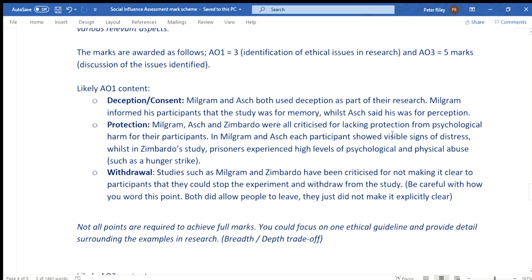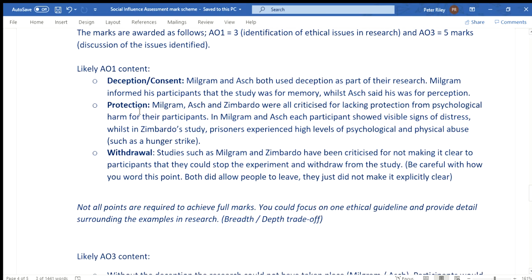So if you say that that is an ethical issue and you link it to Milgram or Asch, you will achieve marks. We also know there's ethical issues of protection. So Milgram, Asch and Zimbardo were all criticised for lacking protection from psychological harm of their participants. Go into a little more detail rather than just name dropping. So Milgram and Asch asked each of their participants showed visible signs of distress. Whilst in Zimbardo's study, we know that the prisoners experienced high levels of psychological and physical abuse. So you might go into detail with individual participants, such as the individual who went on hunger strike.